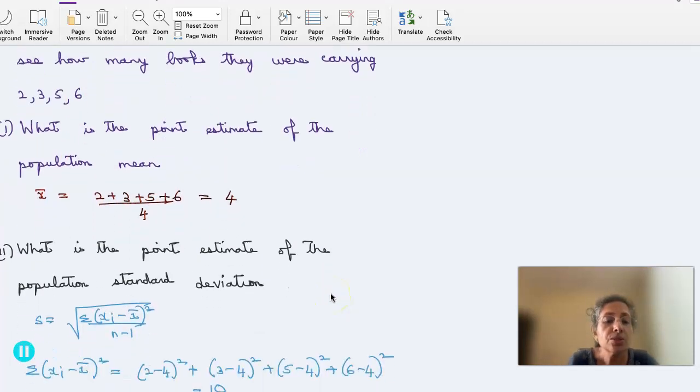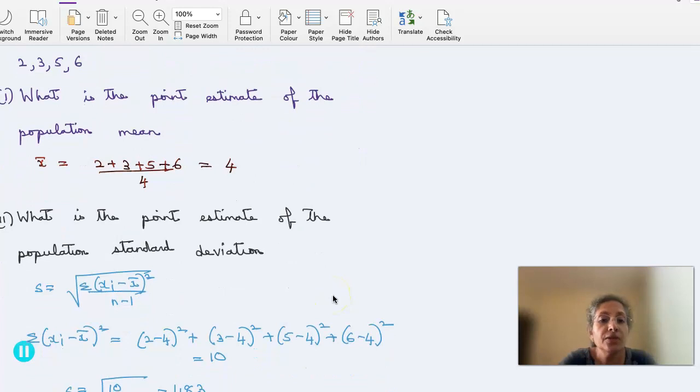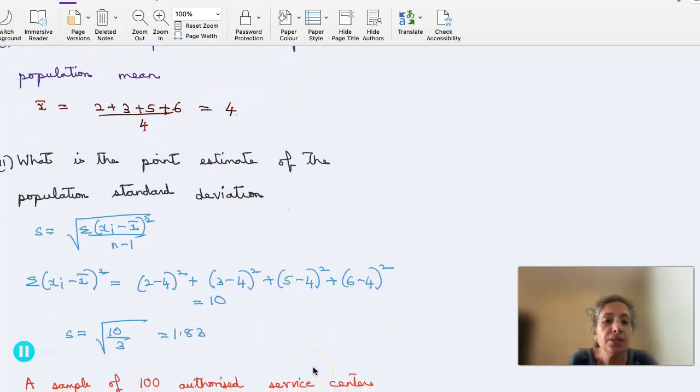What is the point estimate of the population standard deviation? Now the formula is given by s equal to the square root of summation xi minus x bar the whole squared by n minus 1. So you have 2 minus 4 the whole squared plus 3 minus 4 the whole squared plus 5 minus 4 the whole squared plus 6 minus 4 the whole squared. This is 10. So s is square root of 10 by 3, that is 1.83.